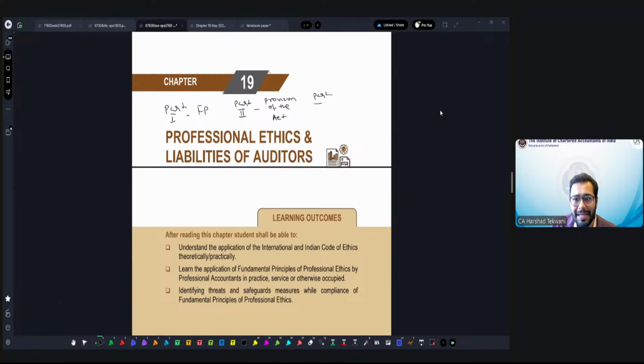Part 3 basically is nothing but the schedules to the CA Act. Okay, those schedules which define what is a misconduct, what is a professional misconduct, what is the other misconduct, disciplinary mechanism. Schedules plus the disciplinary mechanism, you can say, is the third part. Okay, now there are Council General Guidelines. Now there are different guidelines that we need to understand along with that. So that you can say comes in part 3, and that's a very important part, and that has a very good amount of weightage also. Okay, so this is how the entire chapter is divided.